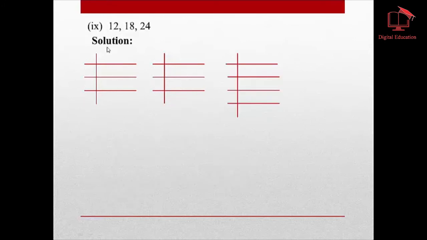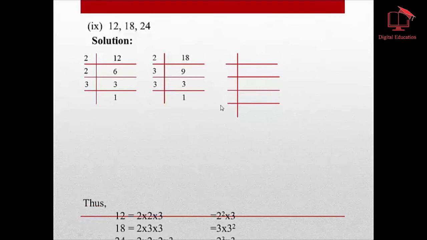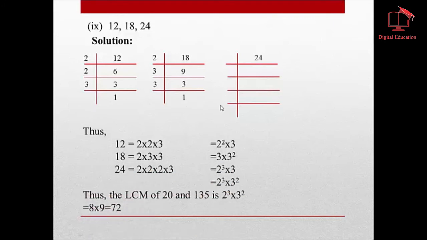Now part number 9. We have three numbers 12, 18 and 24. Now 12: 2 6s are 12, 2 3s are 6 and 3 1s are 3. Now 18: 2 9s are 18, 3 3s are 9, 3 1s are 3. Now 24: 2 1s are 2, 2 2s are 4, 2 6s are 12, 2 3s are 6 and 3 1s are 3.